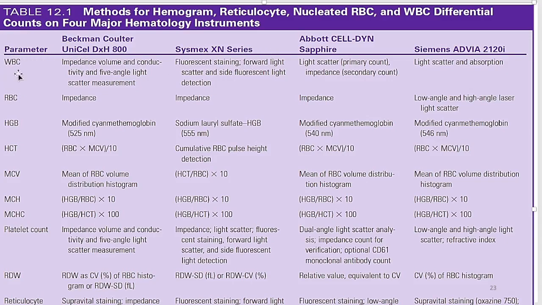The WBC, RBC, hemoglobin, hematocrit. Nakalagay din dito kung anong mga principle na ginamit nila to detect that test. For example, your RBC counting. For Beckman and Coulter, gumagamit sila ng impedance. Pero sa Siemens, ang ginagamit nila, your low angle and high angle laser light scatter. So for example, yung hemoglobin, ginagamit is your modified cyanmethemoglobin, or iba, sodium lauryl sulfate.